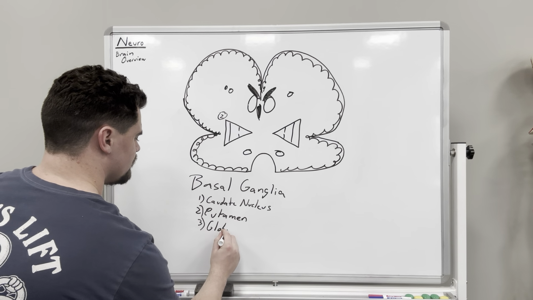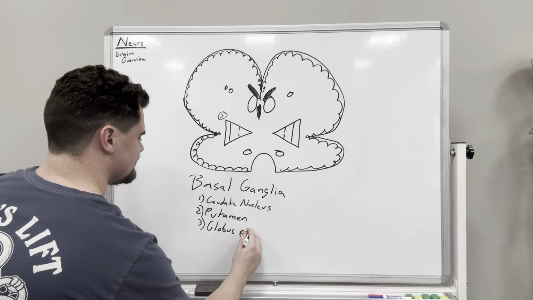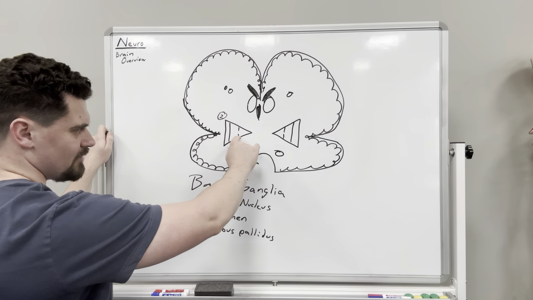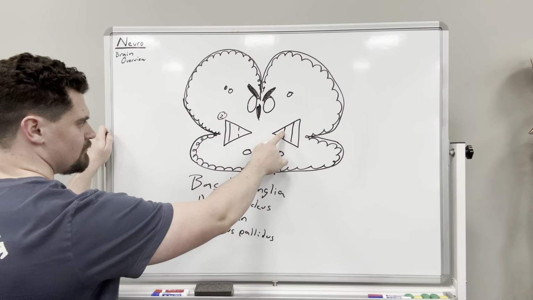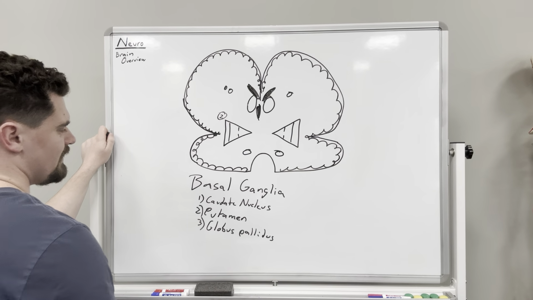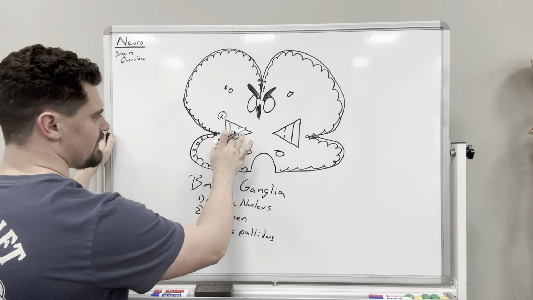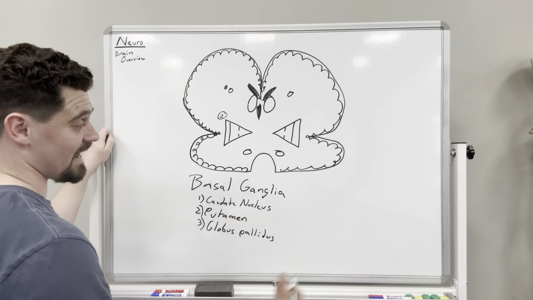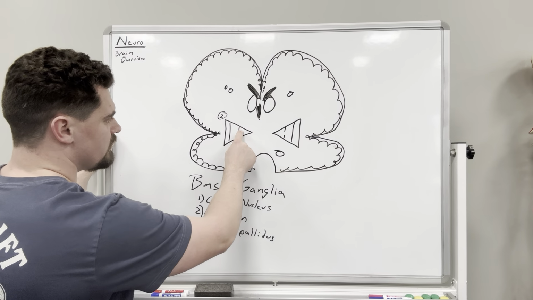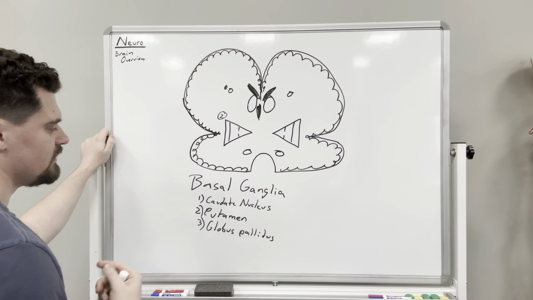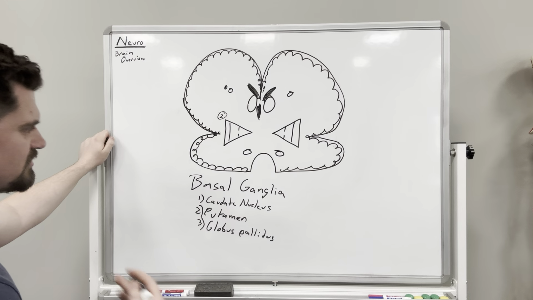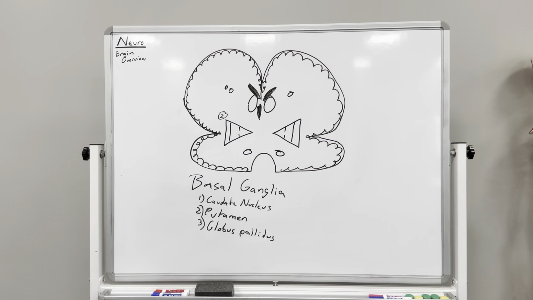I'll explain that here in a minute. Globus pallidus. And you're like, well, Nick, I saw you add a little division point in the pizza. What's that all about? That's just because the one that is closer to the crust is technically called the globus pallidus externus. And the one that is the tip of the pizza is your globus pallidus internus. But let's try not to get too carried away.